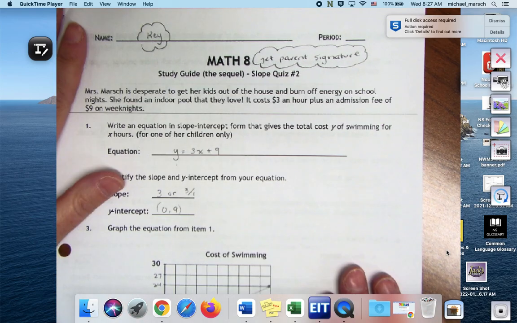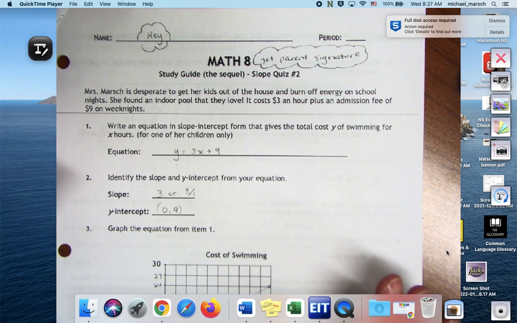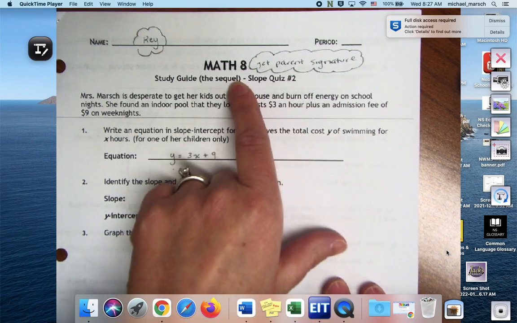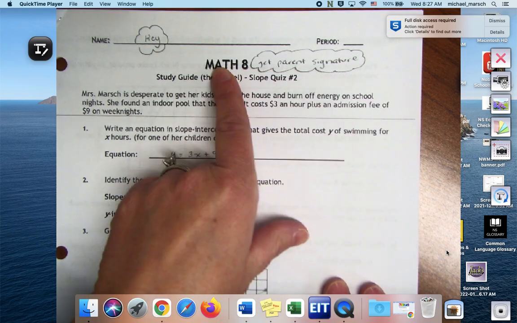All right, when you're done with the ed puzzle, walk up to an adult in your home and ask them to sign somewhere up here by where it says Math 8. Parent signature. It will be for a grade.